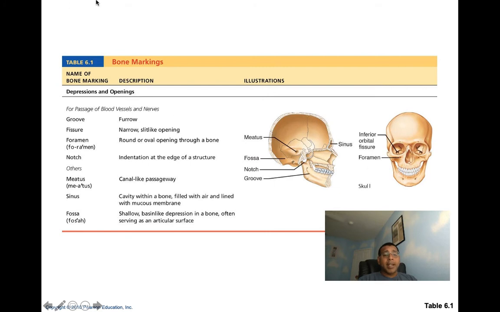Next we have the term sinus. Sinus is basically a cavity within a bone. It's where the inside of the bone has been riddled out and it's lined with mucous membrane and filled with air. So, a cavity within a bone.